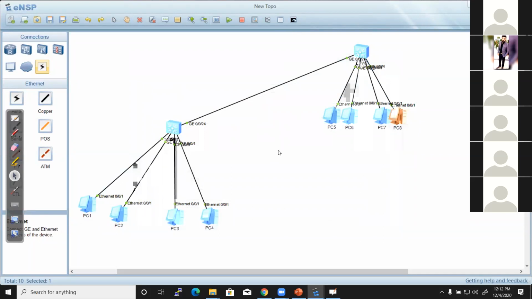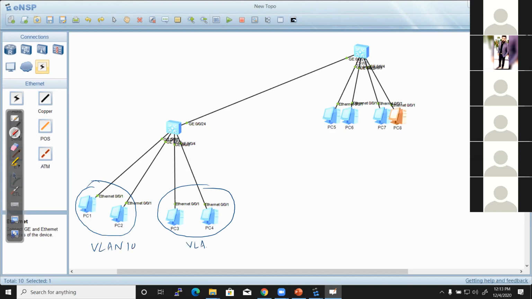Yes, Imad. If we have two PCs in the same VLAN but different networks, will they be able to communicate or not? You are saying same VLAN but different network.